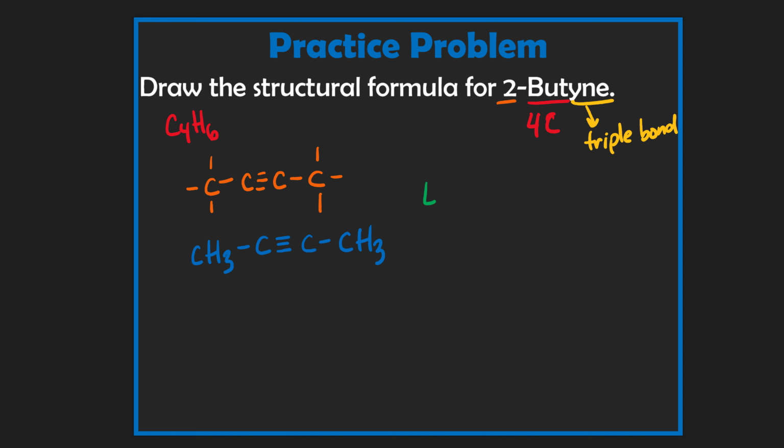Let's do another example. Here we have 2-pentyne. Pent means we have 5 carbons. The molecular formula is C5H8. So I can draw 5 carbons in a row with a triple bond after the second carbon. And now I can add the H's. This would be 2-pentyne.